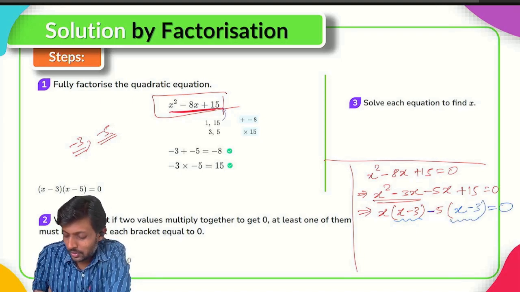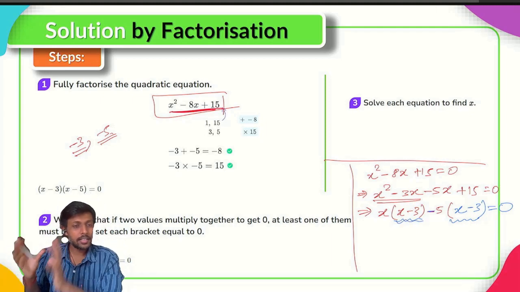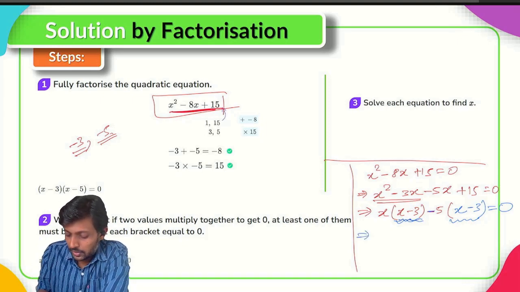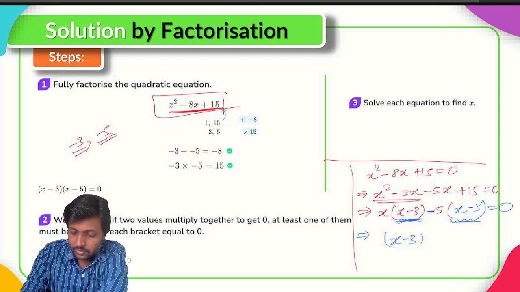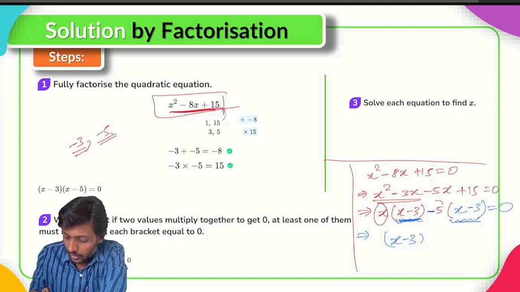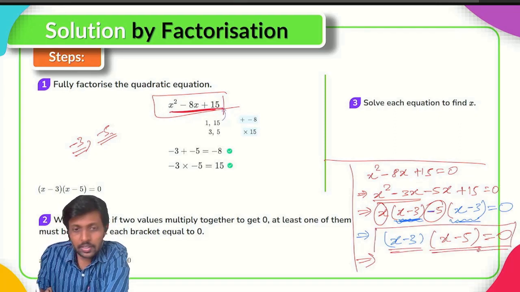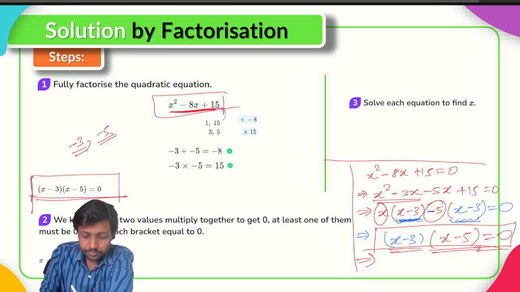Now, why did I want these two to be the same? So that I can take this term common again. So now I take this entire term, x minus 3, common. What am I left with? This one and this one. So x minus 5. And that's why x minus 3 into x minus 5 equal to 0. This is the format in which we write this equation.